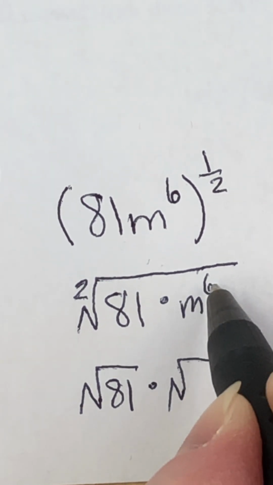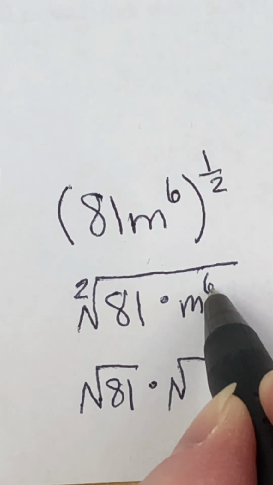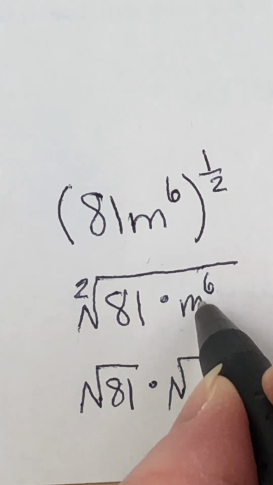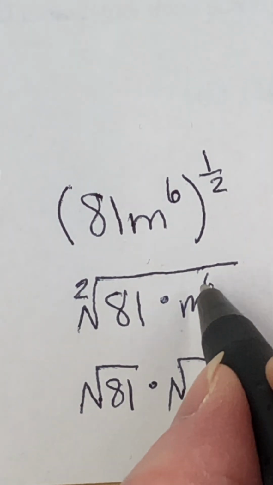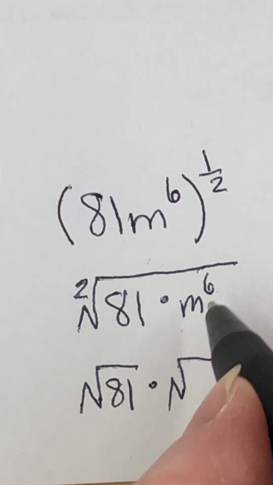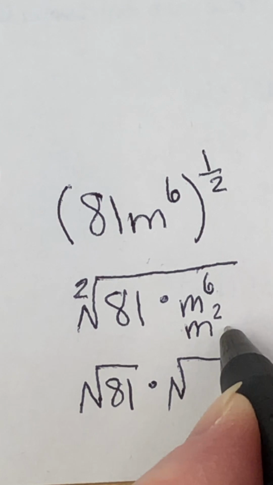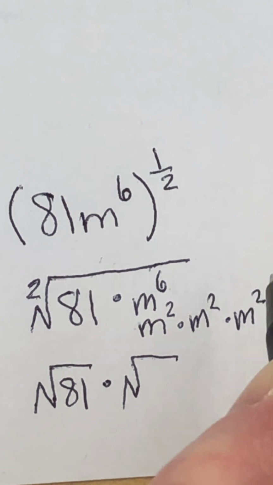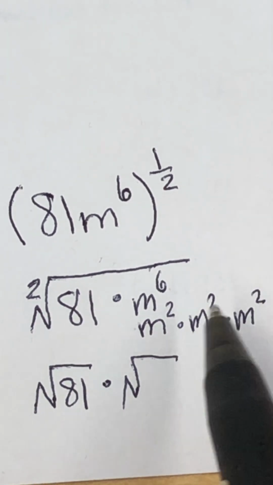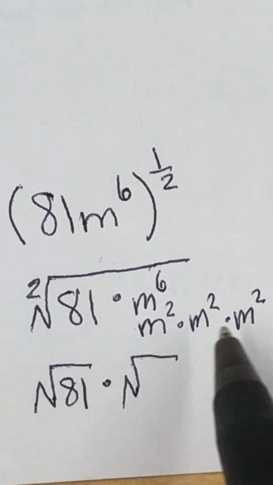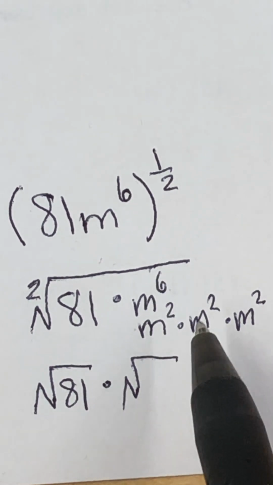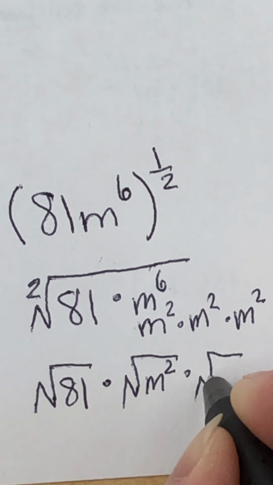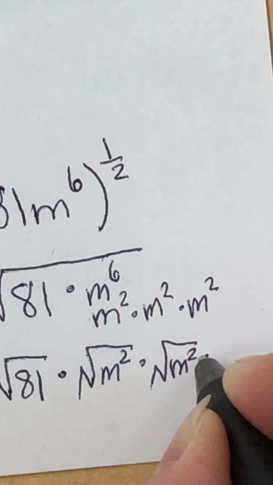Now m to the 6th, the square root of this, if you just take this, it's not going to work right. So what you have to do is go, okay, what makes this? I have an exponent of a 2. How many exponents of a 2 are in a 6? 3. M squared times m squared times m squared, and this was that first rule we did. If it looks like this, we add the exponents together. 2 plus 2 plus 2 is m to the 6th. So we're going to split it up. So we're going to do the square root of m squared times another square root of m squared times another square root of m squared.